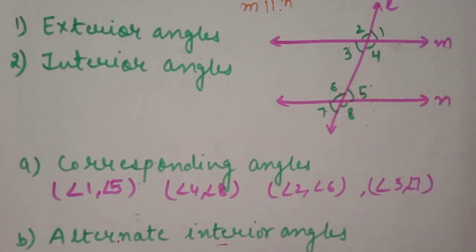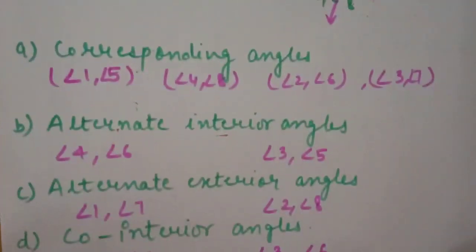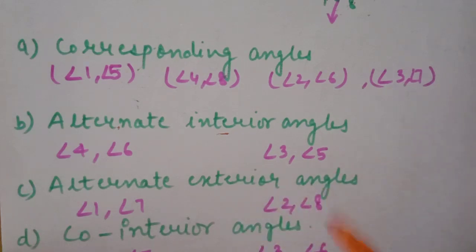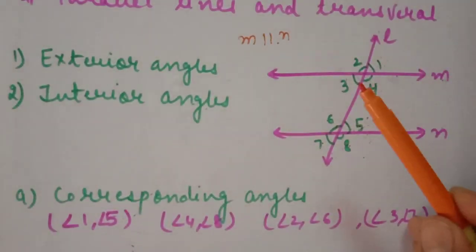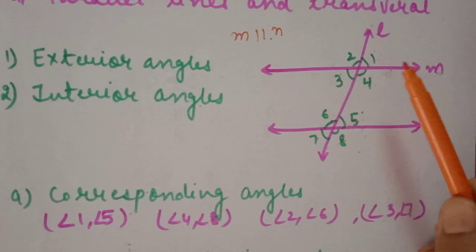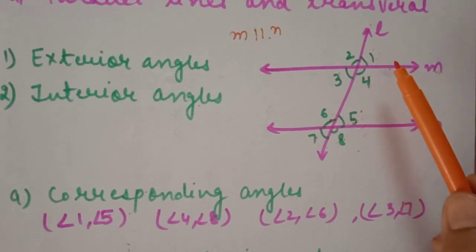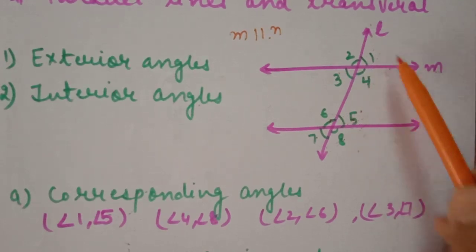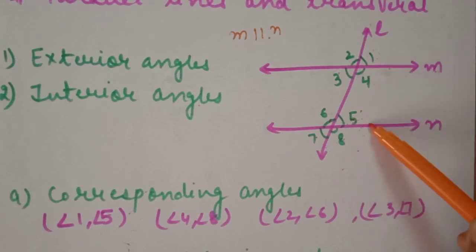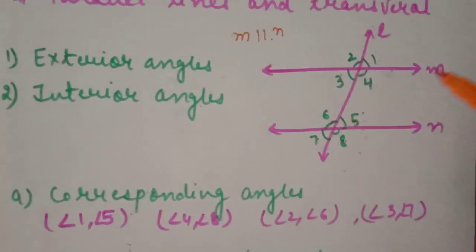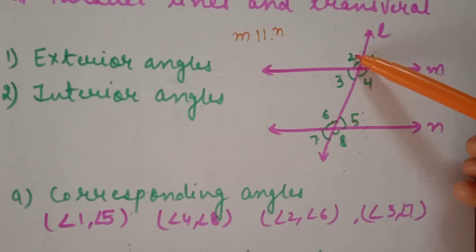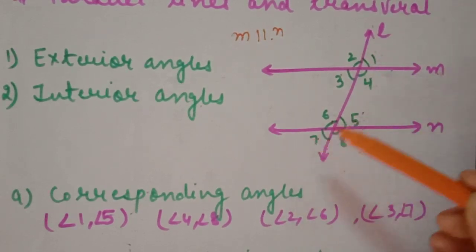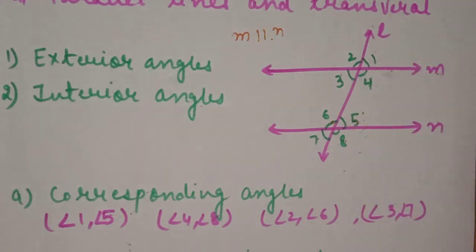Next is alternate exterior angles. We will revise from this diagram only. Alternate exterior angles are those angles which are present in the exterior part of these two parallel lines and on opposite sides of the transversal line. The first pair of alternate exterior angles is angle 2 and angle 8, and angle 7 and angle 1 are another pair of alternate exterior angles.